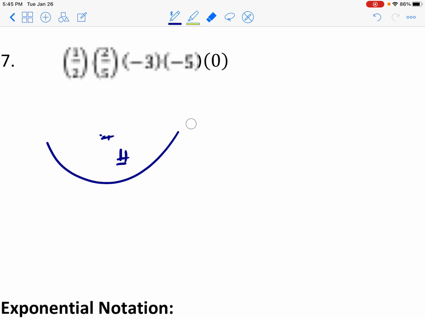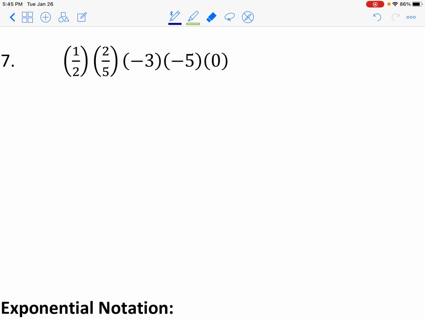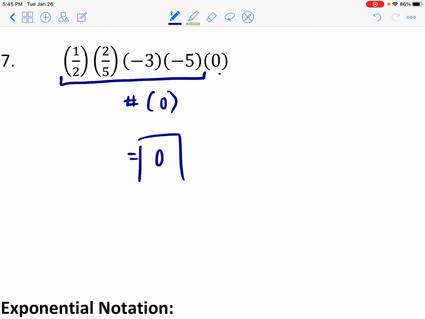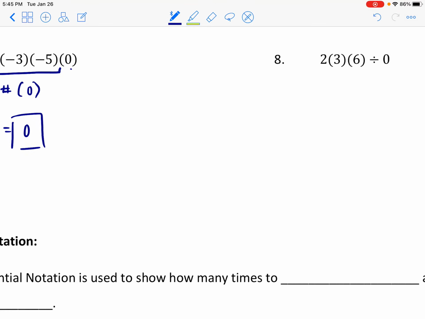So if it's a big product but there's a 0 in there anywhere, then that whole product times 0 is going to end up being 0. So this is going to be some number times 0. Doesn't matter what the number is, we end up with a 0. So it's kind of a nice thing to notice.